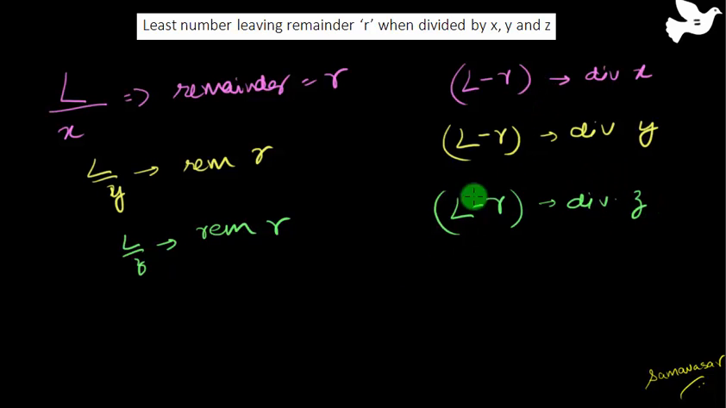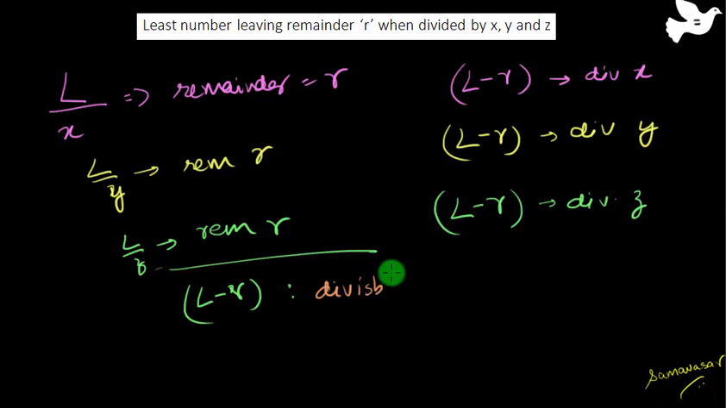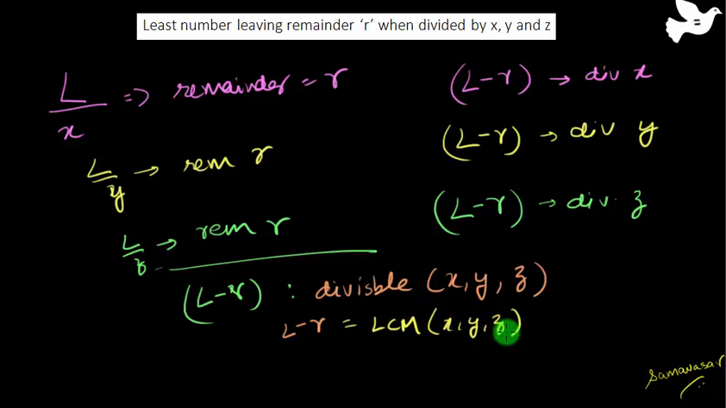So this means that L minus r is divisible by all x, y, and z, and it is the least number. So this means simply that L minus r is equal to the LCM, because it is divisible by all these. This is a multiple of x, this is a multiple of y, this is a multiple of z, and it is the least. So it is the least common multiple of these three numbers. So L minus r is the LCM of x, y, and z.